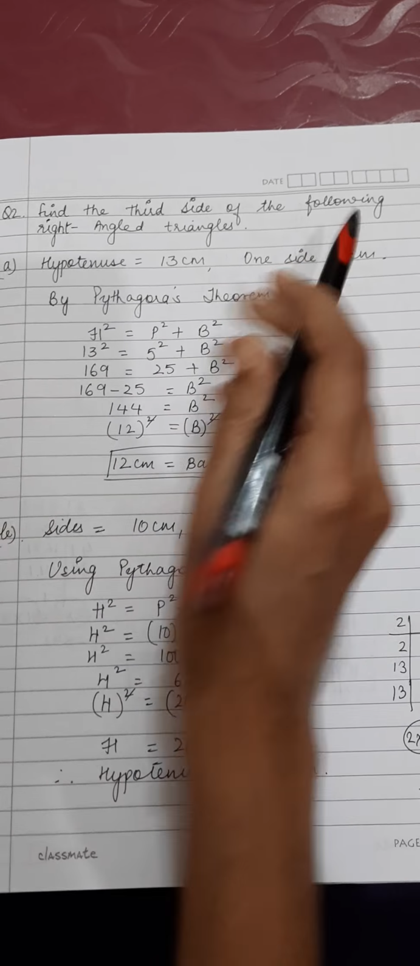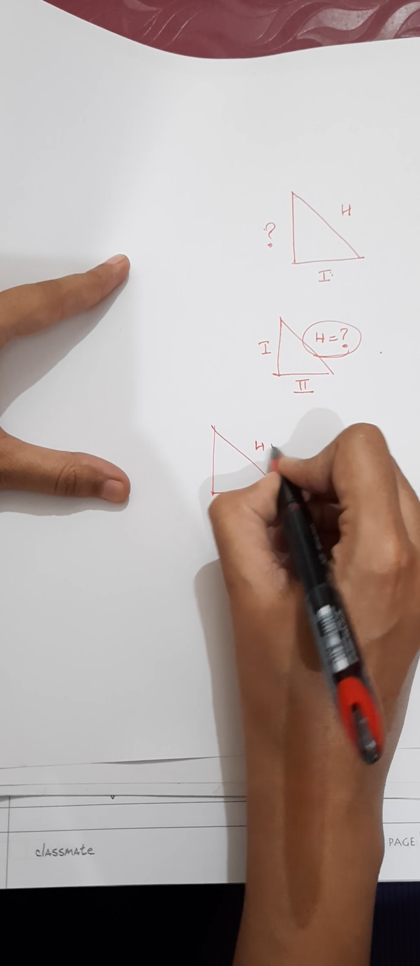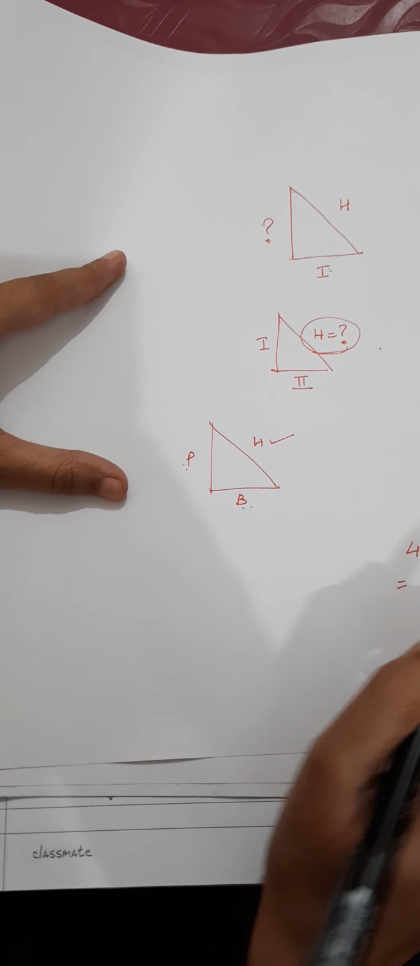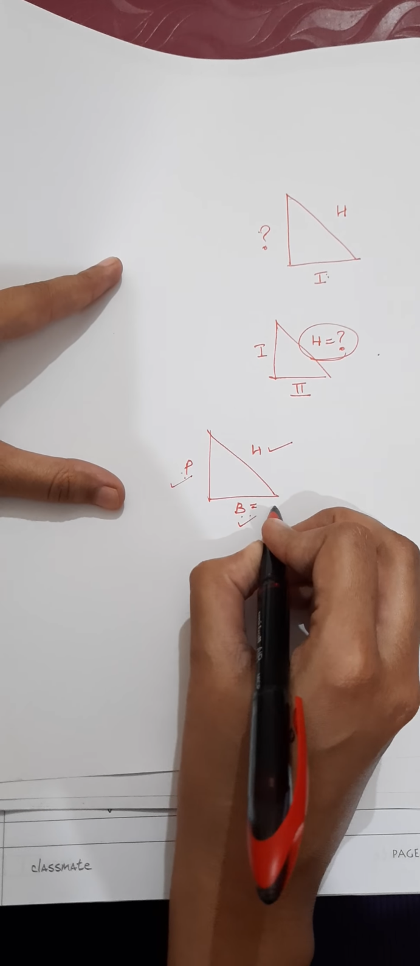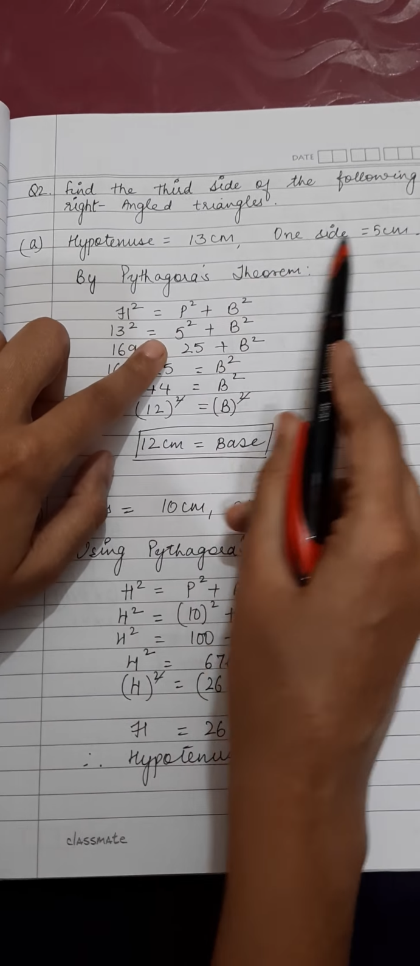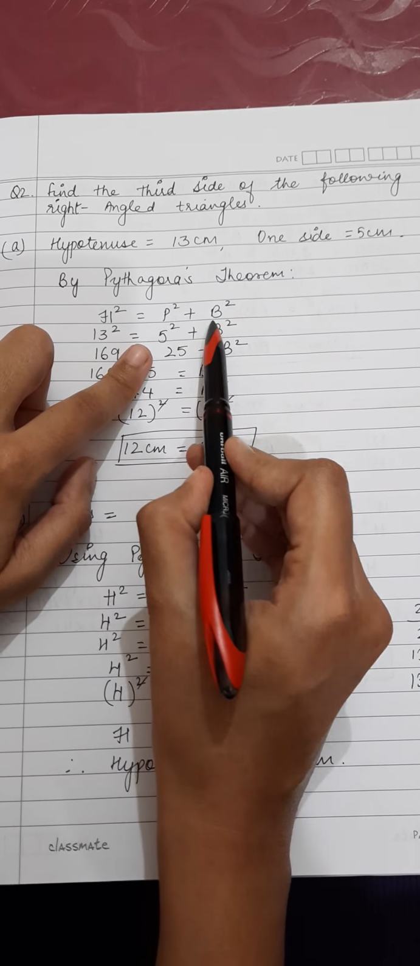Now in the first part, the hypotenuse is given. Now out of perpendicular and base, one side is given to you. That is up to your choice, whichever side you want to take. You can take base also, you can take perpendicular also. Now I have taken it here as a perpendicular. One side I have taken as perpendicular, so you have to find the other side, which will be base.